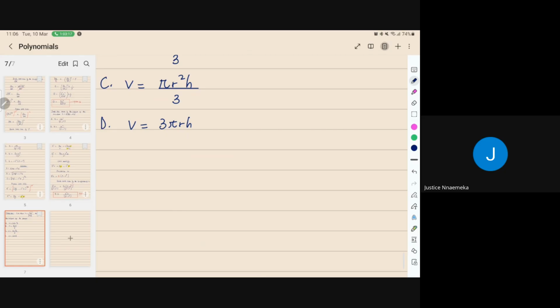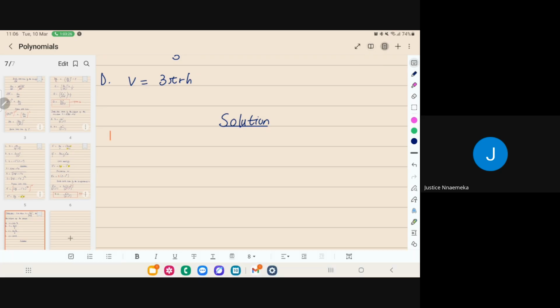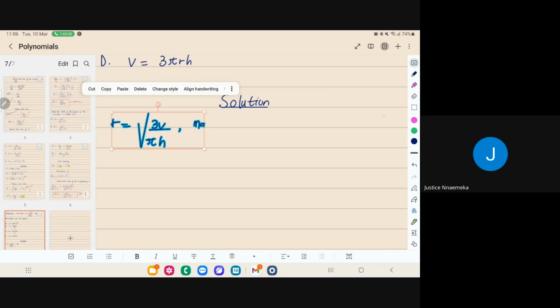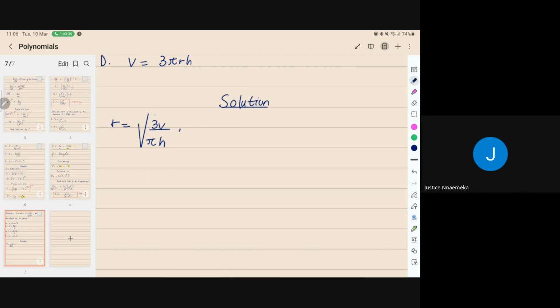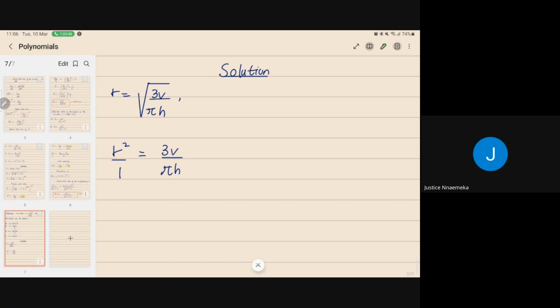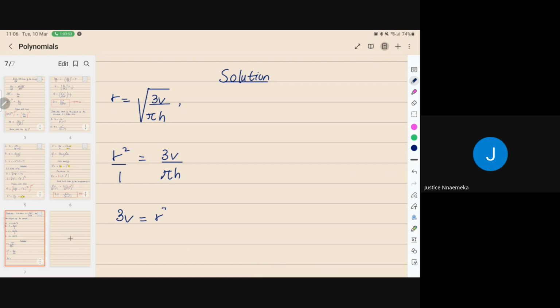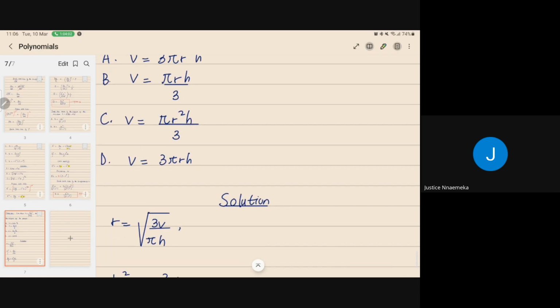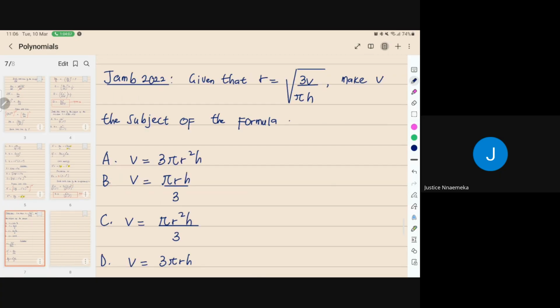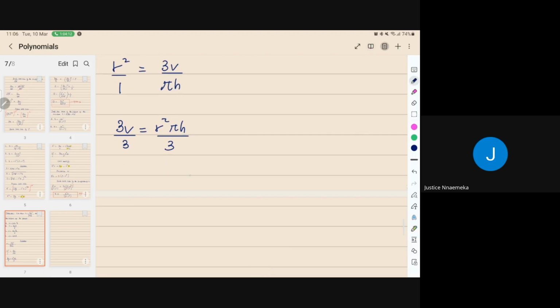This time around, no steps, so I'll just go straight. This is the solution here. We're making V the subject of the formula, right? So when I square both sides, I should have R squared equal to 3V over pi H, then this is over 1. So when I cross multiply, I should have 3V equal R squared pi H. Divide here by 3, divide here by 3. You all said your answer is C, is that what you said? Yes. Okay, C should be correct. So you have that V is equal to pi R squared H over 3.